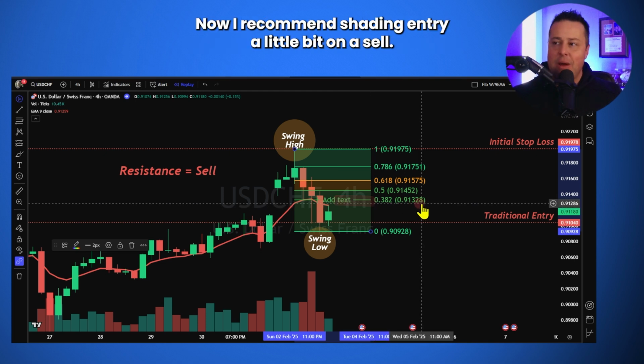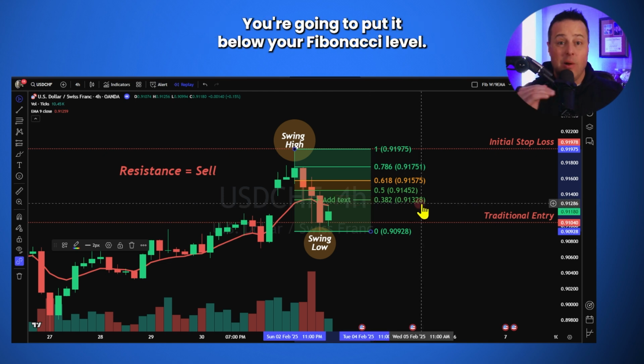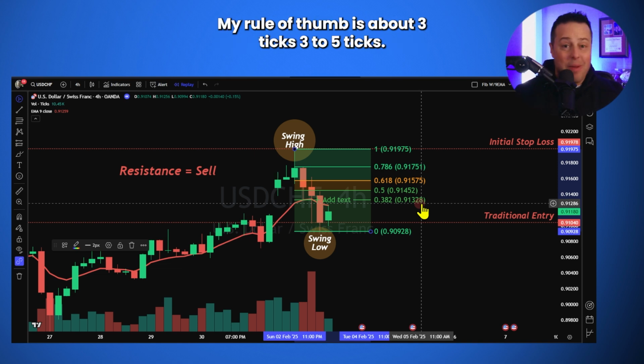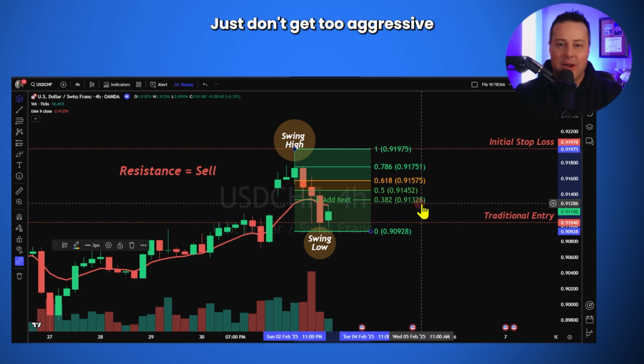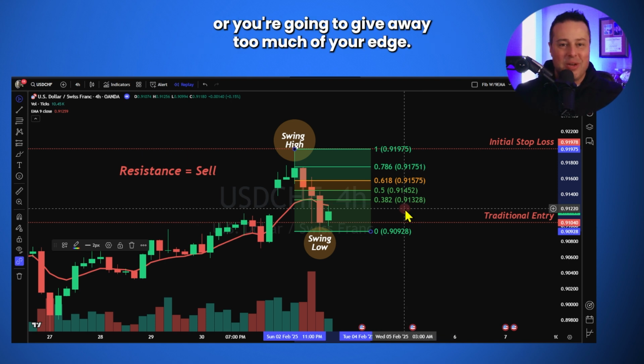So I'm going to go ahead and put my order entry just in front of the 38. Now I recommend shading entry a little bit. On a sell, you're going to put it below your Fibonacci level. My rule of thumb is about 3 ticks, 3 to 5 ticks. But if you have a great big range, you can go a little bit more than that. Just don't get too aggressive or you're gonna give away too much of your edge.